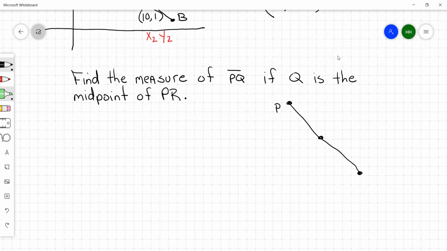You get a P, Q, and an R. And then you're told that P to Q is equal to 9y minus 2, and Q to R is 14 plus 5y.